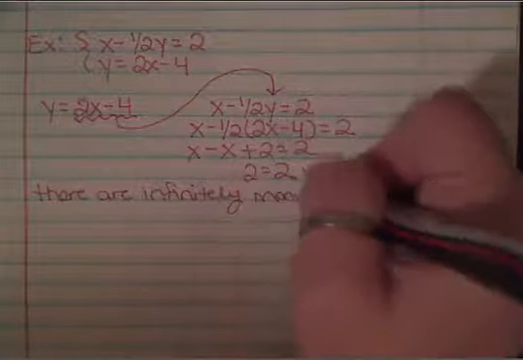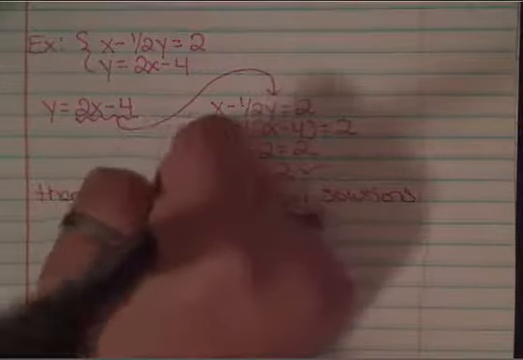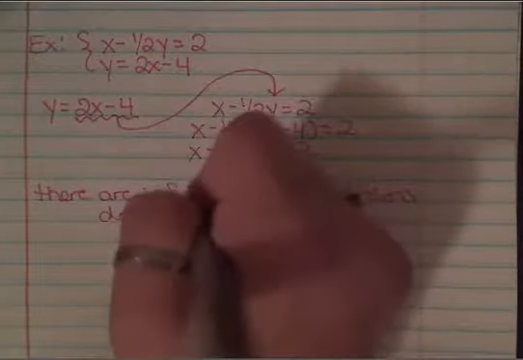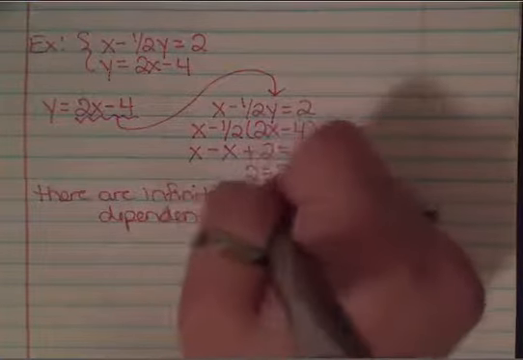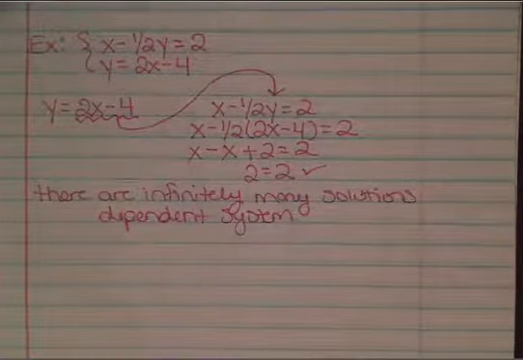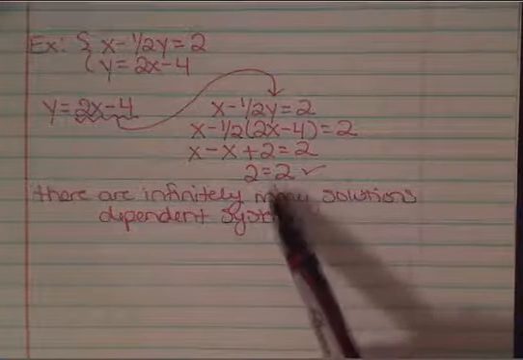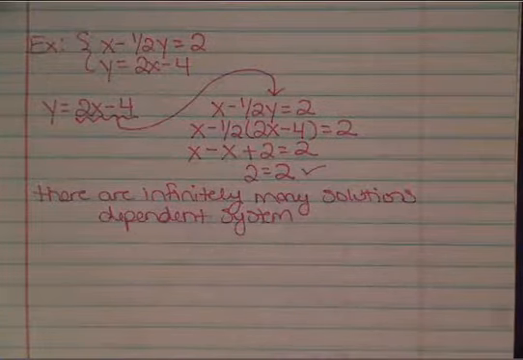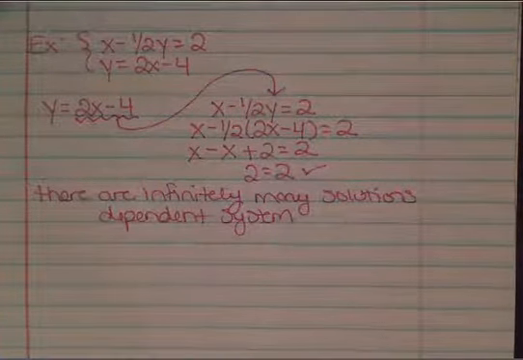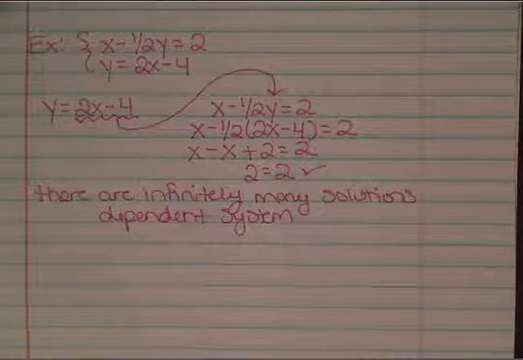This is a dependent system. Dependent system. So when you have a dependent system, you're going to be working through your problem and you're going to get to something that's always true. 2 always equals 2. So you have no more variables. That means you have infinitely many solutions. Those are the 3 types of answers that you can get when you're doing systems of equations.